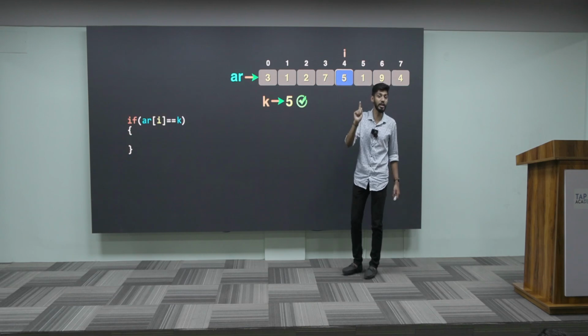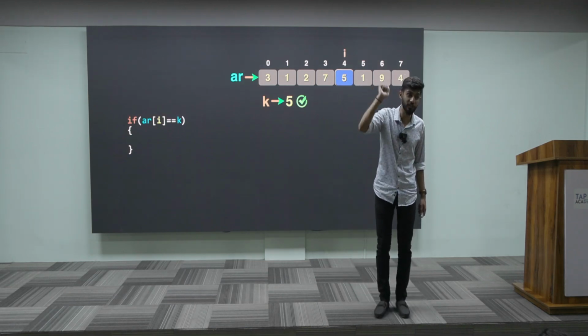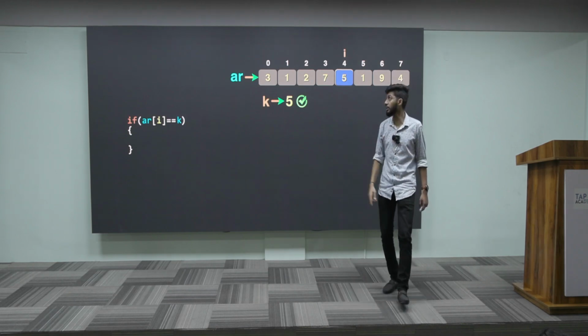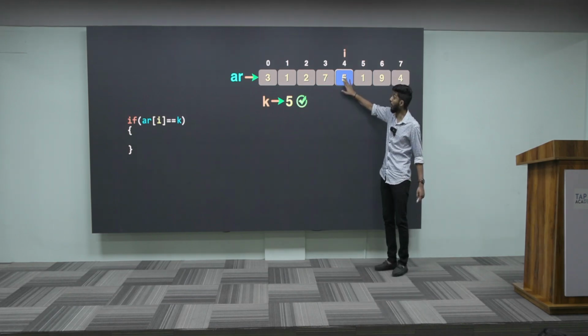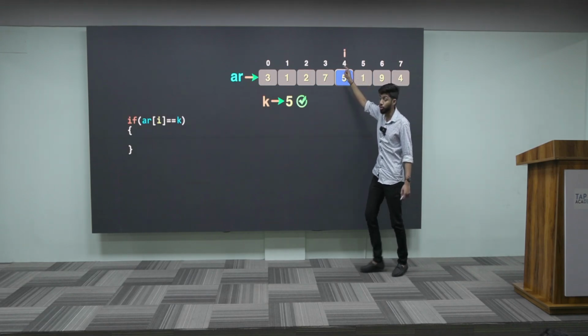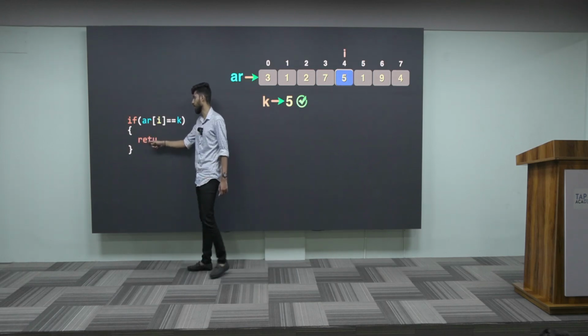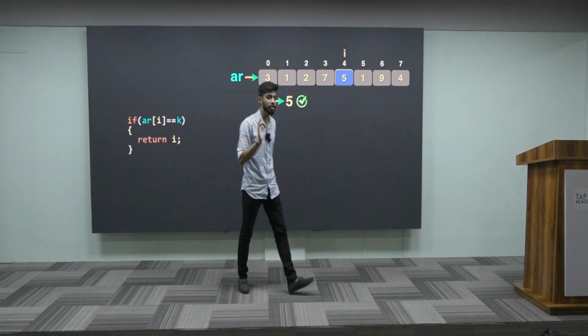If I find it, did I ask you to print yes or no, or did I ask you to print the index of the element? How will you get the index of this 5? I is already pointing to that particular index, correct or not? So should you return I value or not? Yes. So you shall write return I over here. Is that clear to you?